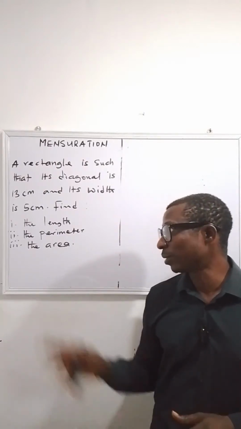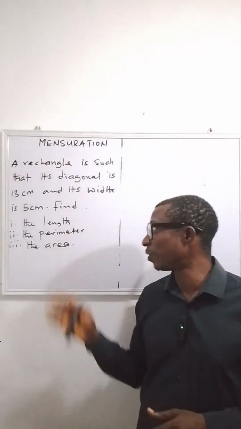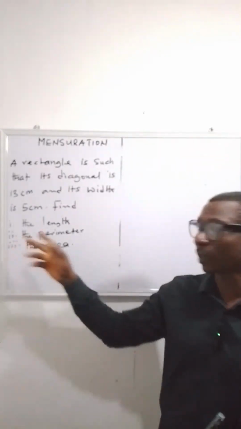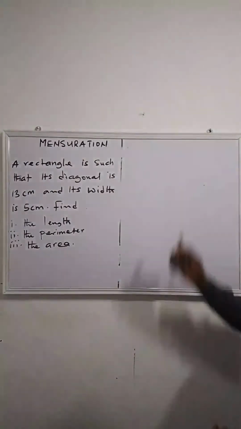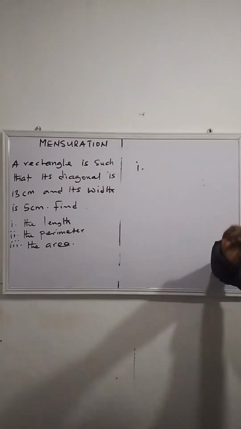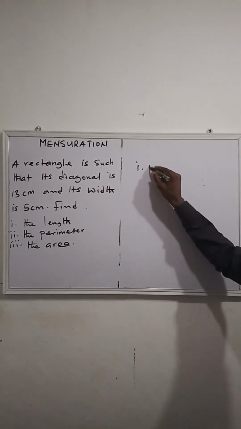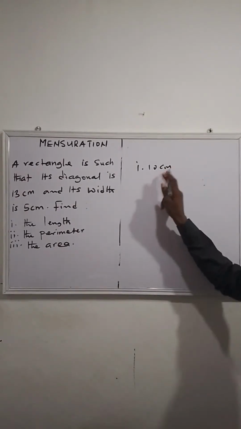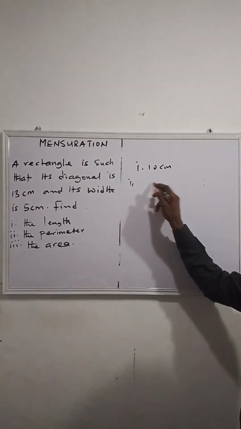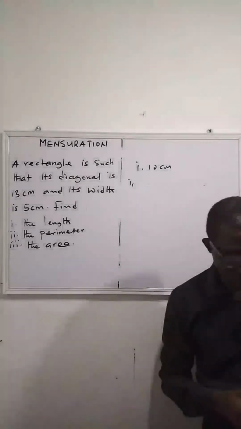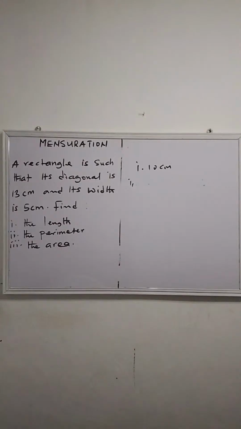Okay, all right, so is there anybody with the answer to the first one? If you have your answer for the first one, just write Roman numeral 1 and write the answer. For example, if I have the first one, maybe 10 centimeter, write it and drop your answer in the comment section. The second one, whatever you have, you drop that. Okay, so let's see those that have the answer before we solve it together.